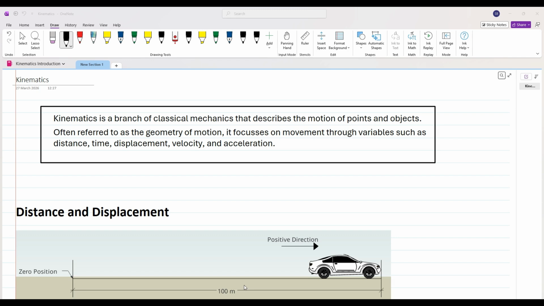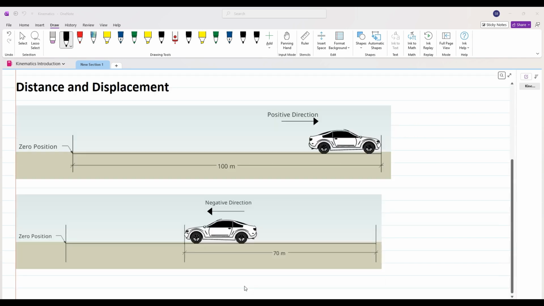Firstly, let us consider distance and displacement. Distance is a scalar quantity that only has magnitude, but displacement is a vector as it has both magnitude and direction. Consider the distance and displacement of the car in the following diagrams.